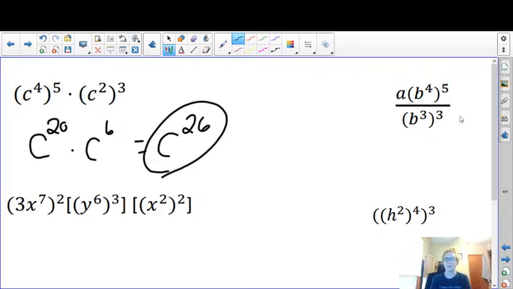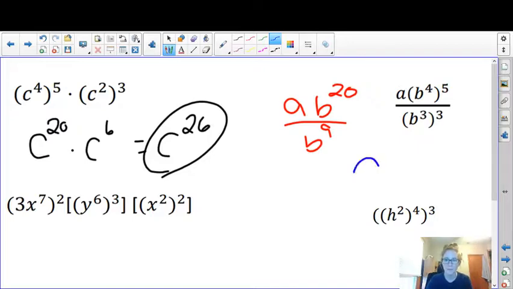When I deal with what to do first, I think of my order of operations. I try to simplify inside the parentheses if possible, then deal with the exponents. Since the only thing in either of the parentheses is a single term, there's nothing to simplify. So I go ahead and do the exponents next. I'm going to start by leaving that a on the outside, b to the 20 over b to the 9. Now I do that subtraction like we learned last time, and my answer is a, b to the 11.